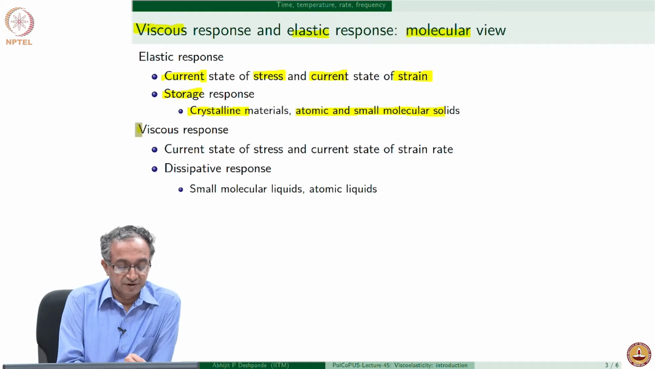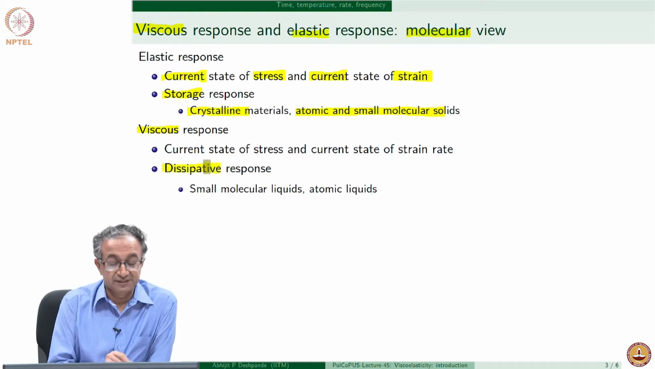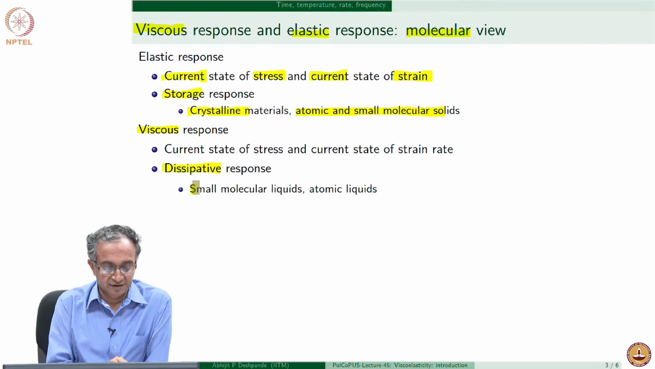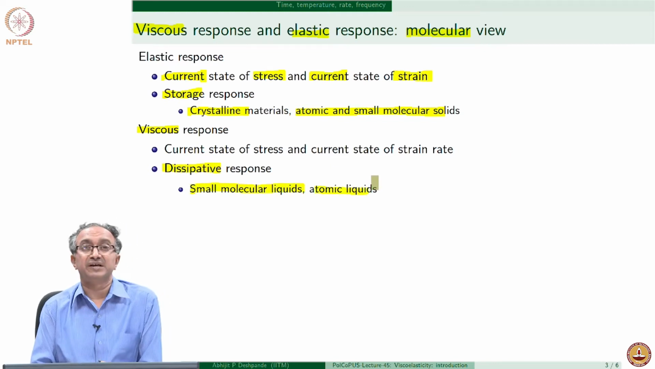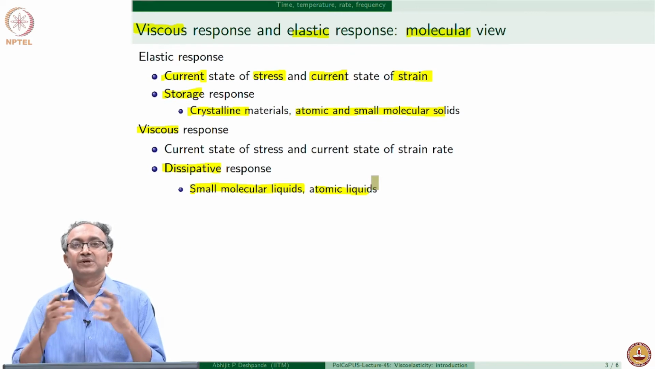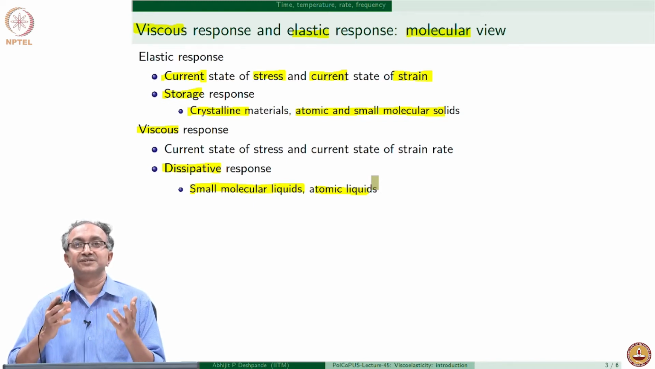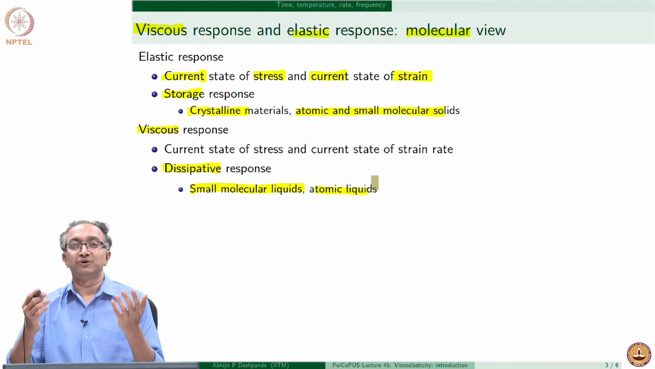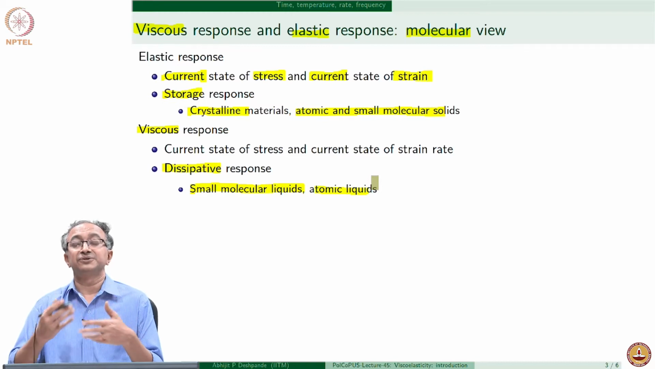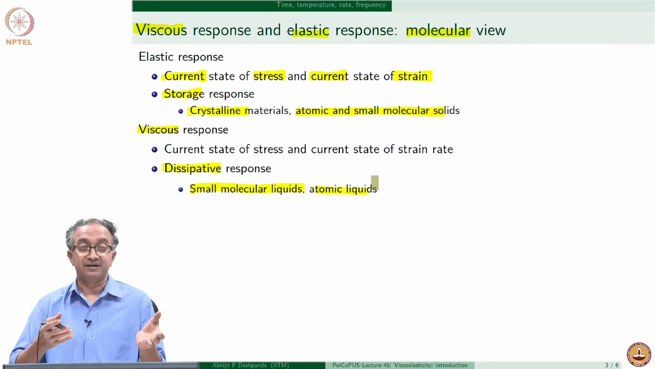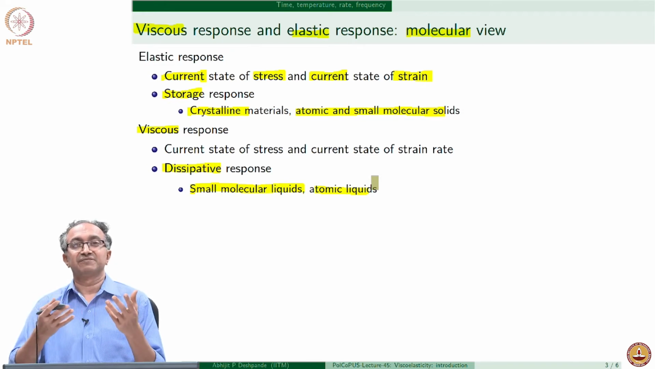Viscous response, on the other hand, is a completely dissipative response. For small molecular liquids or atomic liquids, the idea is that molecules are completely randomly going about anyway, and when we impose a stress, the material starts flowing, and as it flows it continuously dissipates energy because molecules randomly impinge on each other as they move, on average. So there is a continuous dissipation of energy, and molecular order does not get affected because the molecules were randomly impinging on each other anyway.